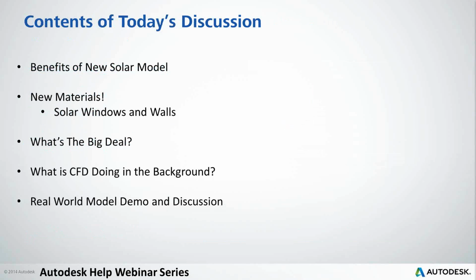So getting down to today's discussion, we've got 5 sections. We're going to talk about the benefits of the new solar model over the old, so that's 2015 and back. We've got some new materials, so there's solar windows and walls which only work with this new model. We're going to go into why this has such a massive impact and how it can improve your analyses. A little bit about what CFD is doing in the background. I think it's important to understand how the setup differs, and then we're going to look at a couple of models. I've got one myself, and then Todd has another one to talk about.